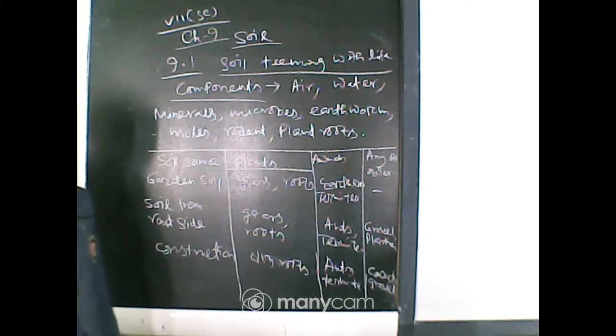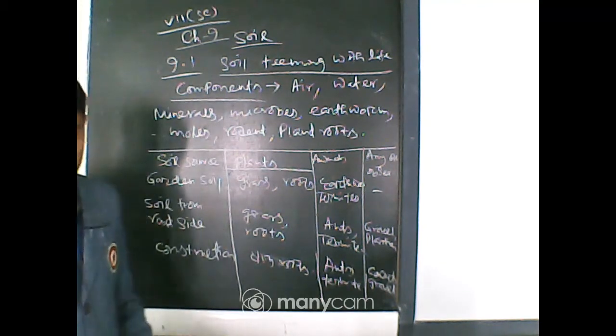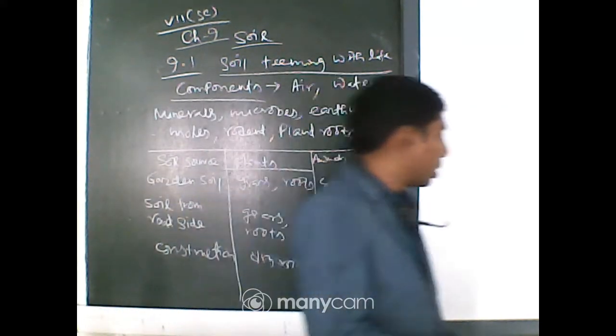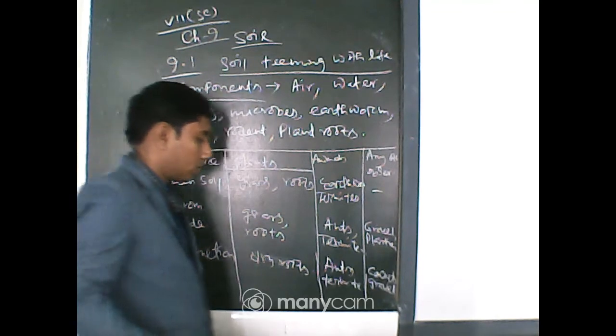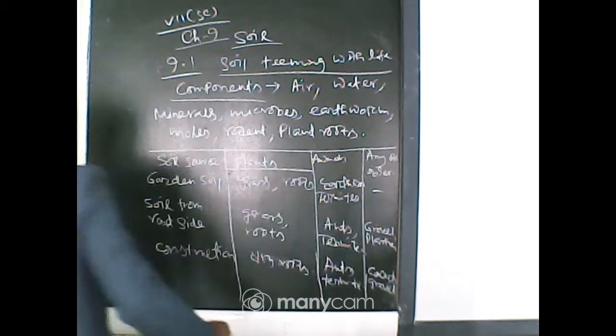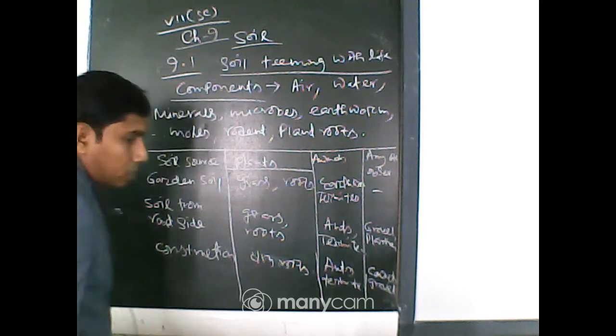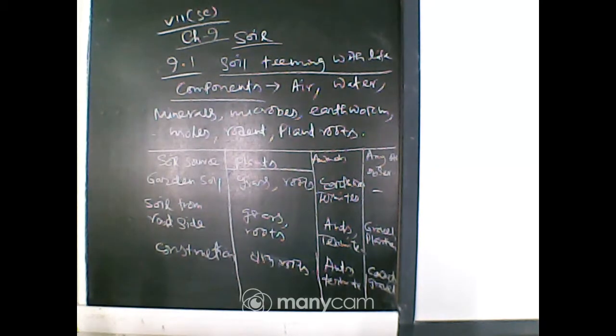Next, 4 and 5, there are options for you from where you will collect the soil sample. Complete it first. Garden soil: plants, grass, roots; animals, earthworm, termite; any other observation, none. Soil from roadside: grass, roots, and termite, gravel, and plastic. In construction, in any other observation, you may add plastics also.